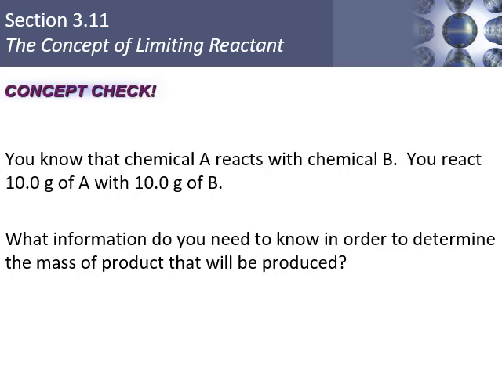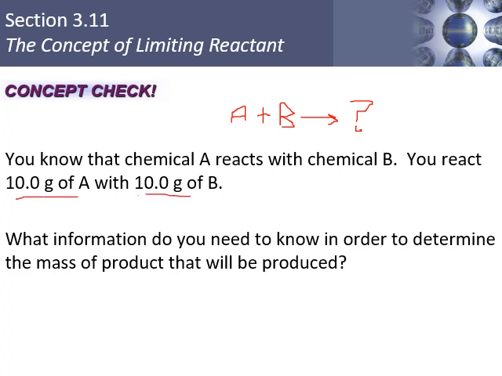All right, now we're getting into the meat of this chapter. You know that chemical A reacts with chemical B. So we've got A plus B, which, I mean, we don't really have time for this, but I'll just real quickly write A plus B. And then it's going to make something else, which we don't know what the other thing is. All right, so we're reacting A with B, and they're saying we react 10 grams of A with 10 grams of B. And what else do we need to know?